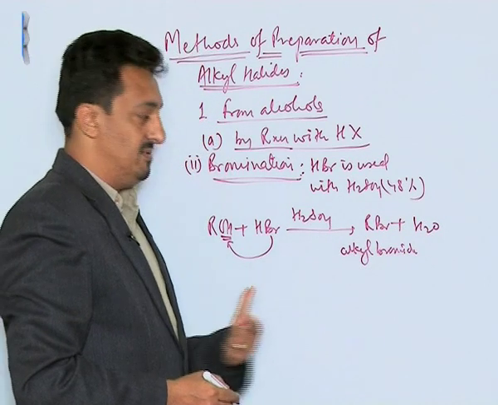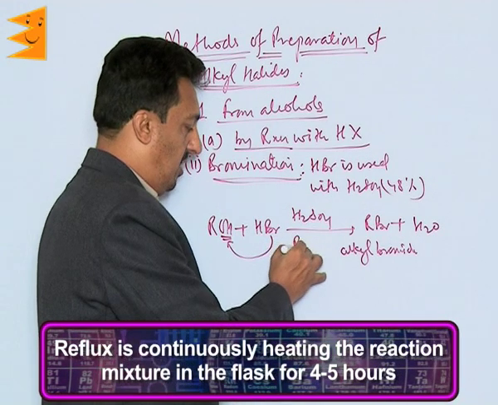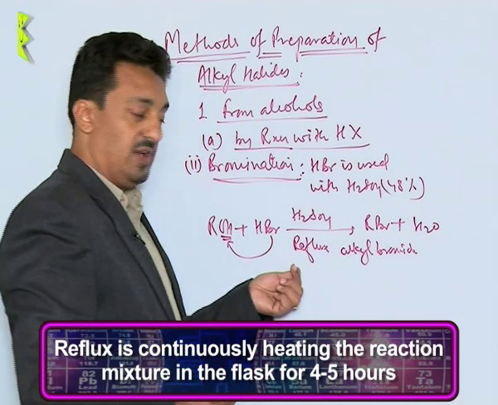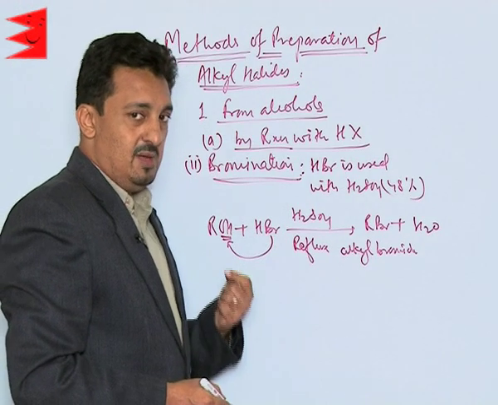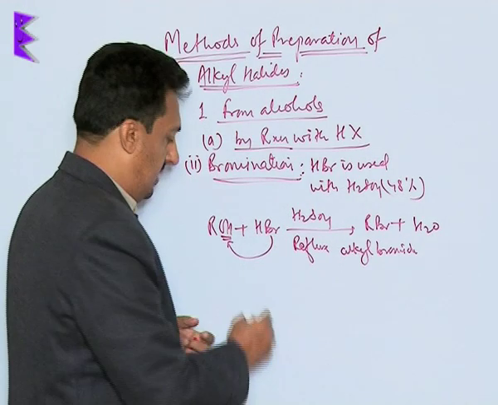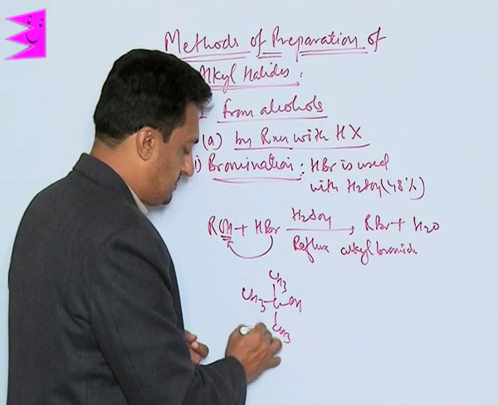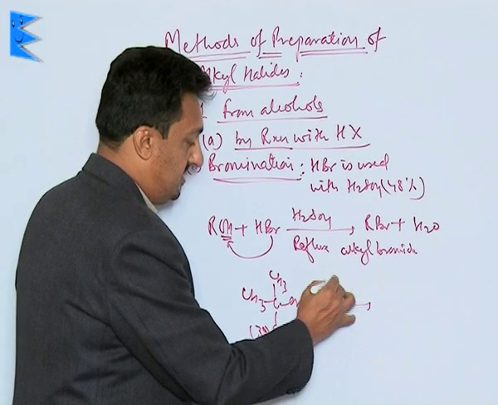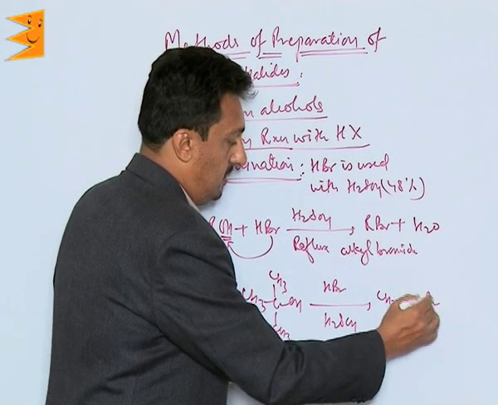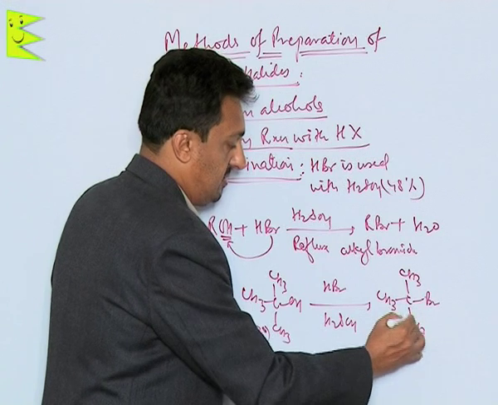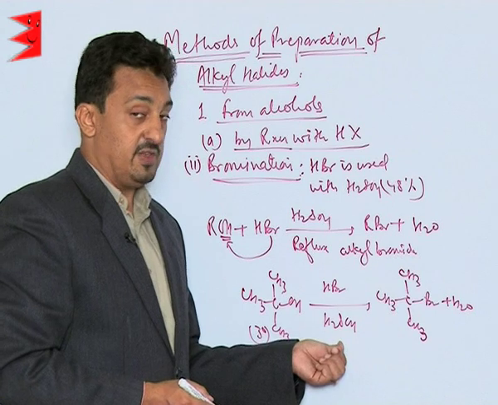Now, this reaction is done by continuously heating the reaction mixture in the flask, which we call reflux, for 4 to 5 hours. This reflux is mainly used when we have a primary alcohol, but in case of tertiary we don't need any reflux. So, if we have a tertiary alcohol which is reacted with HBr in presence of sulfuric acid, what we get is tert-butyl bromide along with water, and there is no need of any reflux.